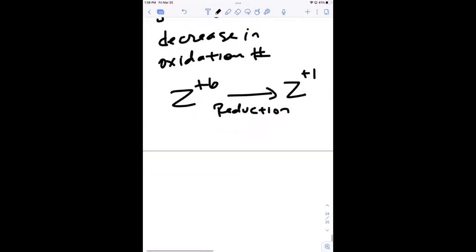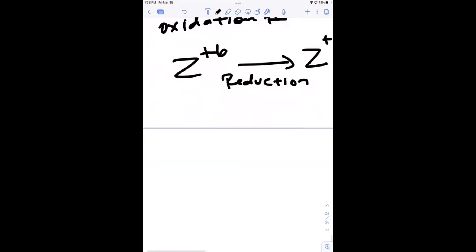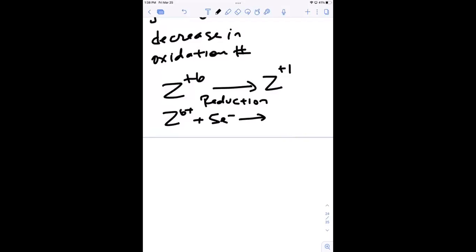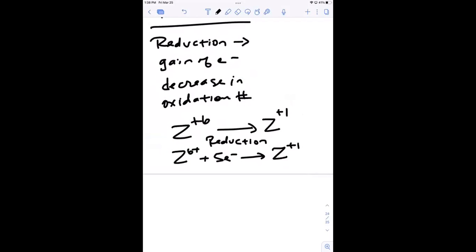So yeah, the way I write this out as a reduction is I say Z6 plus 5 electrons will give me Z +1. All right, so that's how you illustrate that a reduction happened. A reduction is the gain of electrons or a decrease in the oxidation number. You can see the number went from 6 to +1. And the way that happened is that ion gained 5 electrons. This is just a hypothetical situation.